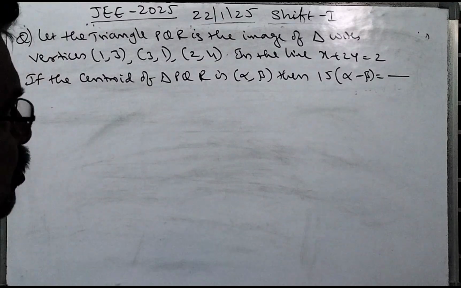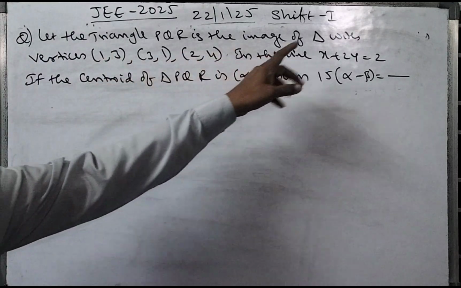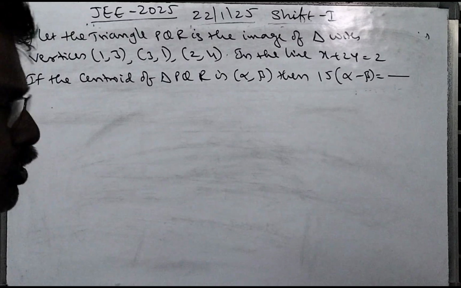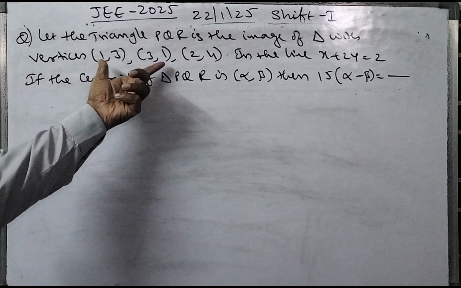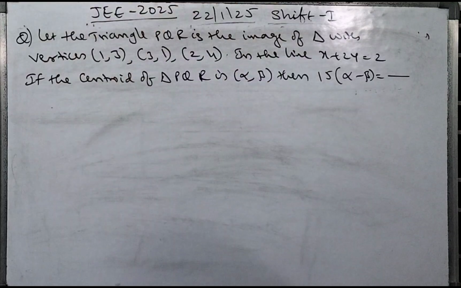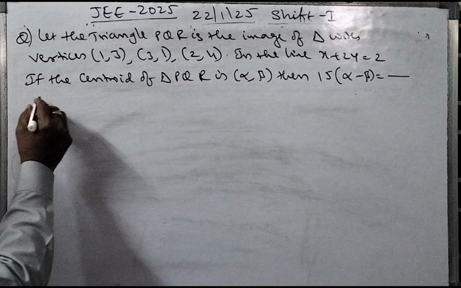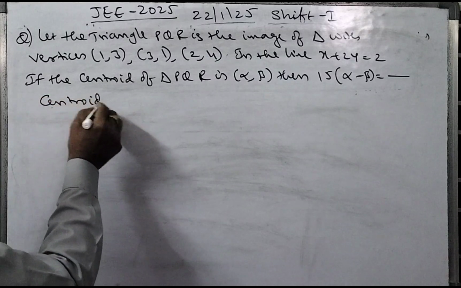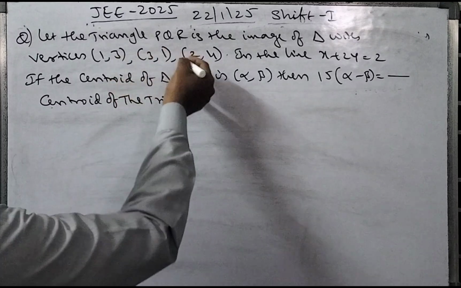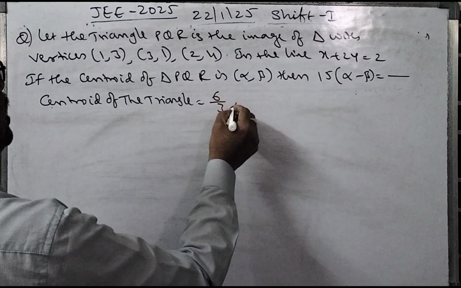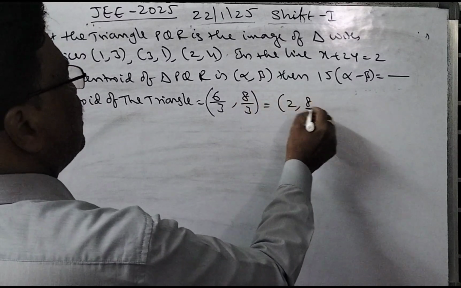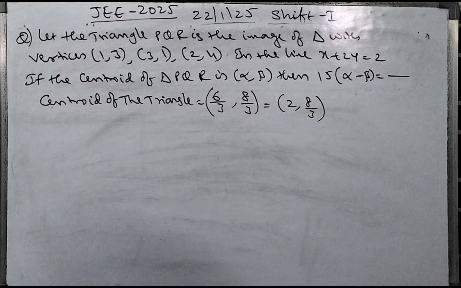Generally the mistake students make is they find the images of all these 3 points, then get the triangle PQR and find the centroid. That will become lengthy. No need to go by that method. Just find the centroid of this triangle and find its image with respect to this line. So the centroid of the given triangle is (1 plus 3 plus 2) by 3, which is 6 by 3, and (3 plus 1 plus 4) by 3, which is 8 by 3. We are going to get (2, 8 by 3). So this is the centroid of the triangle.